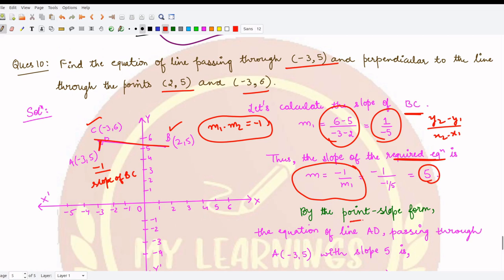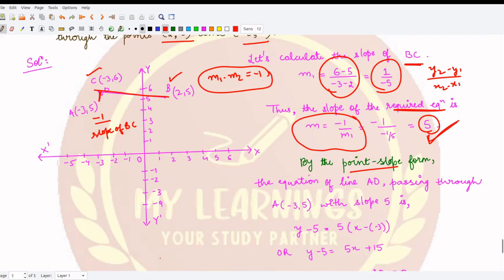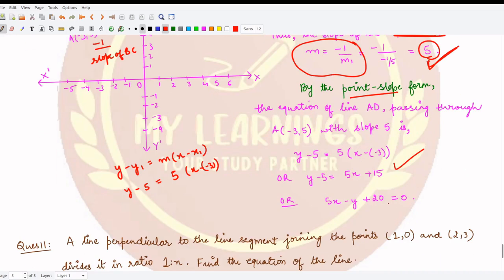By using the point-slope form now, because we have one point, which is (-3, 5), and the slope 5, we can substitute here and calculate the equation of our line. What is the point-slope form? It is y minus y1 equals m times (x minus x1). The value of m is 5, the value of x1 is -3 and the value of y1 is 5. You can simplify and get your required equation.